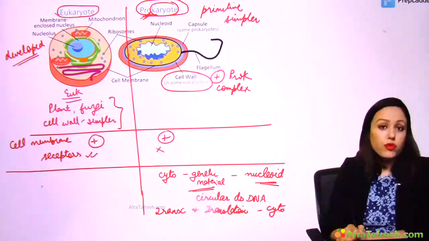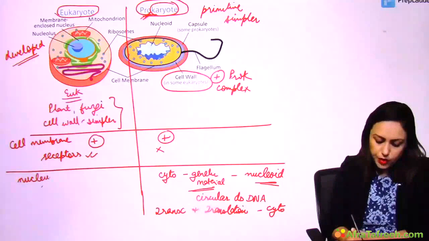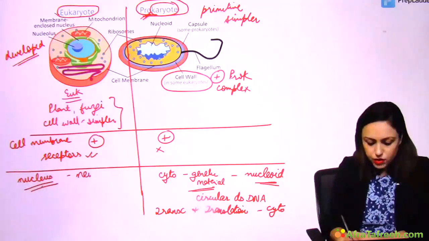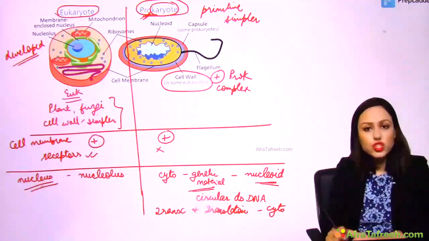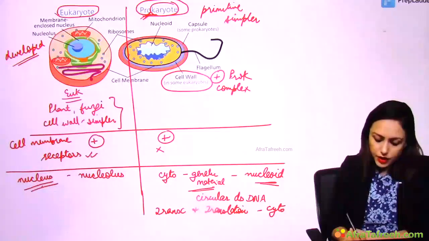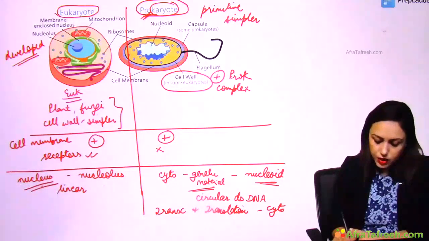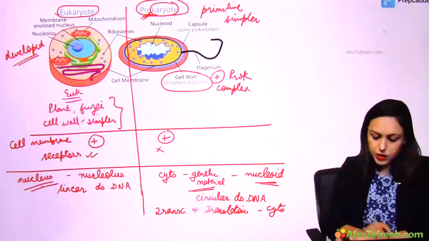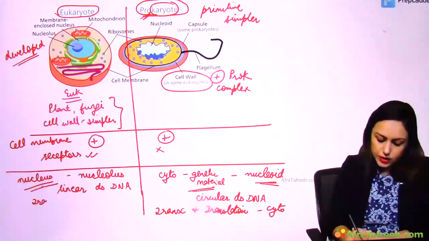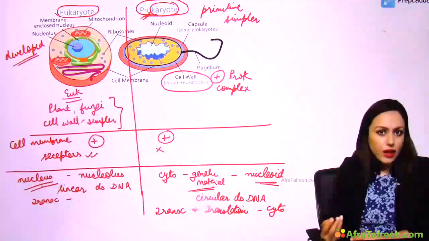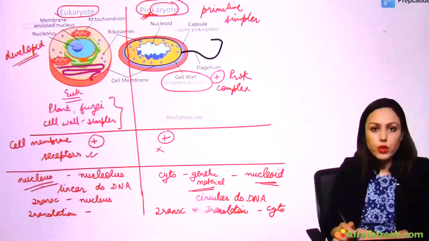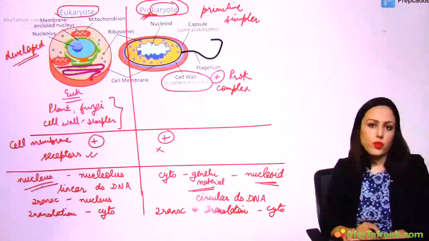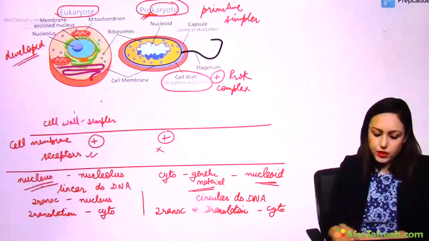On the other hand, in case of eukaryotes, there is a proper membrane bound nucleus with nucleolus also present in it, which is rich in rRNA. And here the DNA or genetic material is linear double stranded DNA. In this case, transcription, that is formation of RNA, occurs in nucleus, but translation, that is formation of proteins, occurs in cytoplasm, right? Then next point is ribosomes.